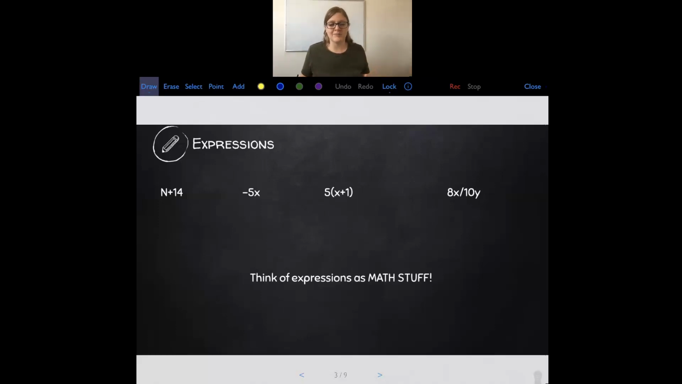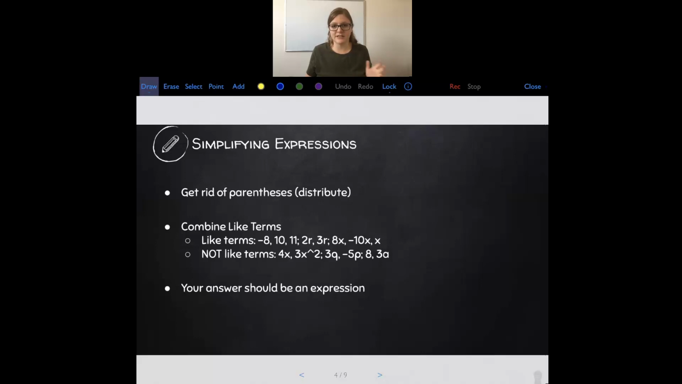They're usually numbers or a certain amount of variables added, subtracted, multiplied, or divided. Think of expressions as a bunch of math stuff. What we're going to do in this lesson is take a given expression and simplify it, or get it as small as possible to where there are no other like terms in our final answer. So in order to simplify expressions, first get rid of all the parentheses, which usually involves distributing. Combine like terms. So just a quick review on like terms.